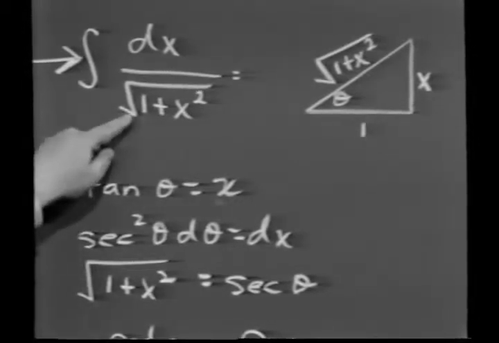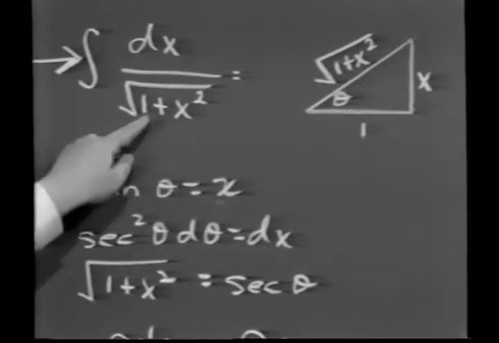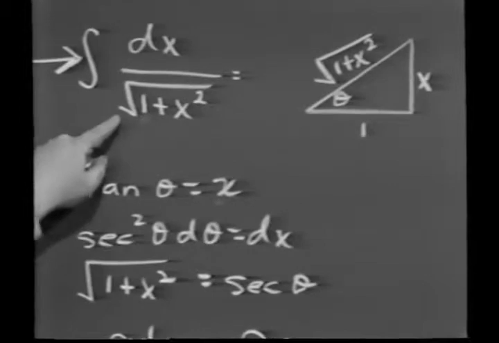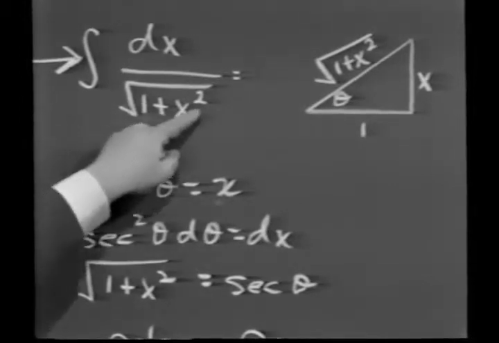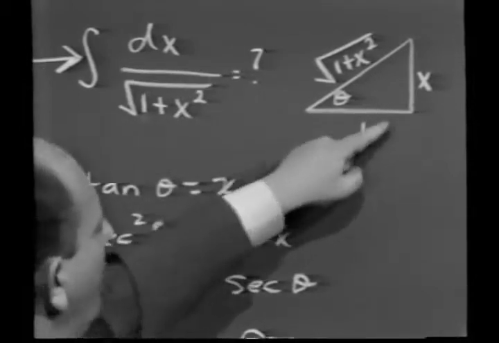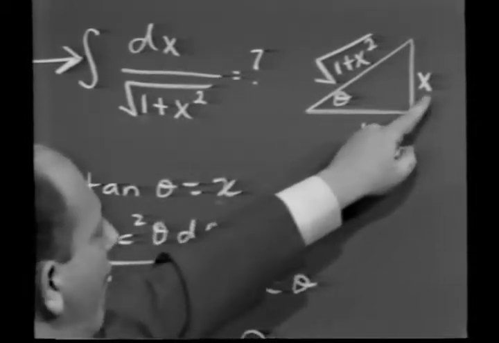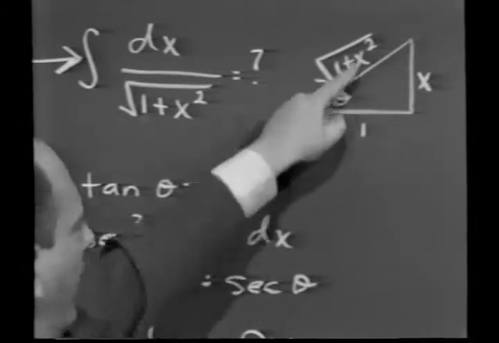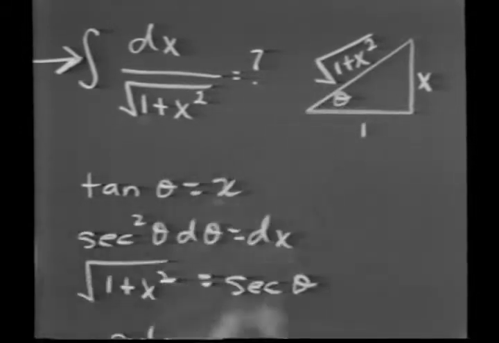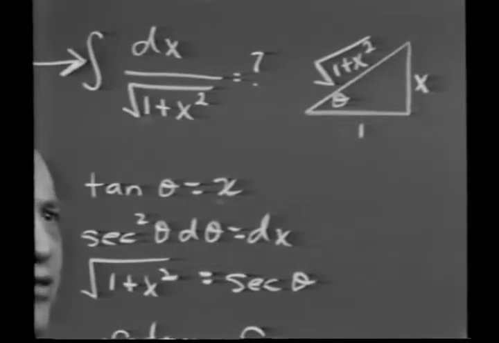Remember, I told you that whenever you see something like the sum of two squares, to think of a right triangle. In other words, if you have the square root of 1 plus x squared, it seems to me that the triangle that suggests itself is something like this. If I call this side x, I call this side 1, and this the square root of 1 plus x squared, it would seem that I could make a circular trigonometric substitution over here.